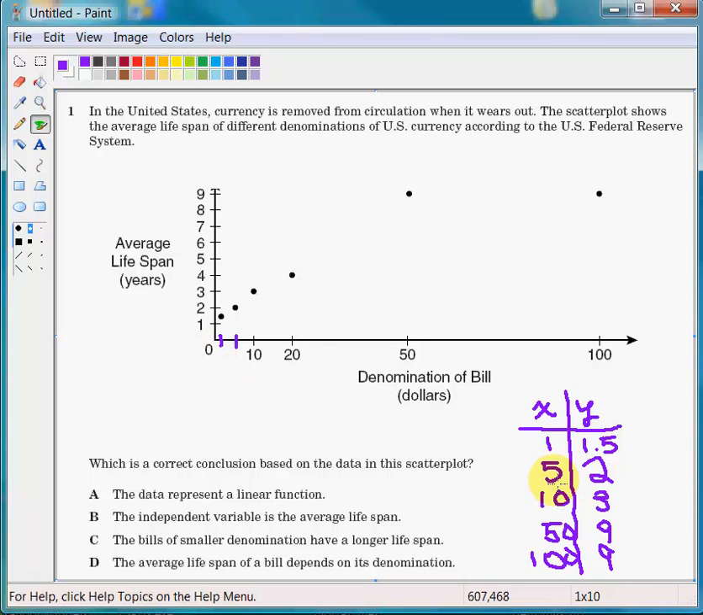All right, so looking at the scatter plot, in the beginning it has a pretty constant rate of change, but as the bills get larger it levels off. So it doesn't completely have a constant rate of change. We could check the rate of change here also.